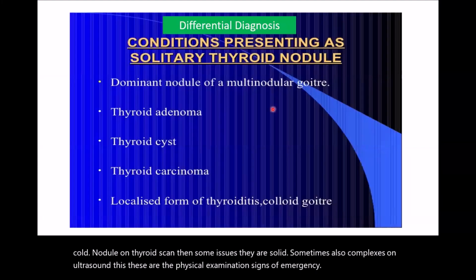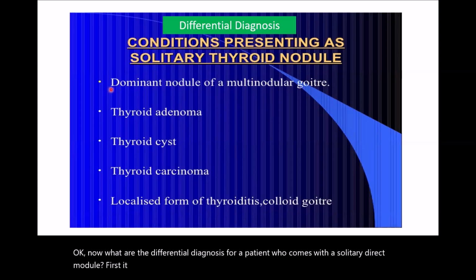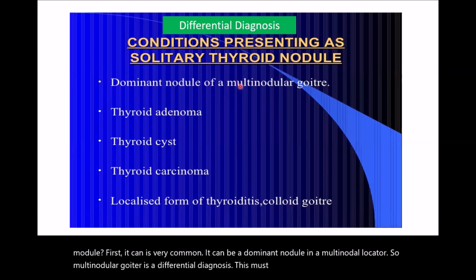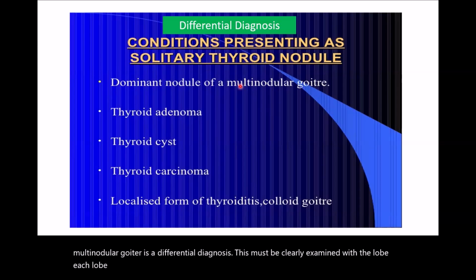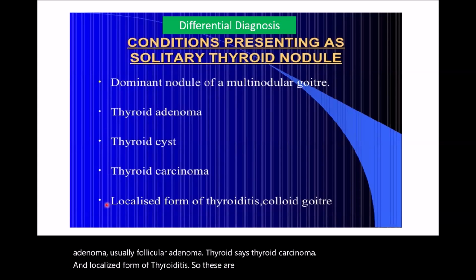Okay, now what are the differential diagnoses for a patient who comes with a solitary thyroid nodule? First, very commonly, it can be a dominant nodule in a multinodular goiter. So multinodular goiter is a differential diagnosis. This must be clearly examined, each lobe in detail, and this can determine other nodules in the thyroid. Thyroid adenoma, usually follicular adenoma, thyroid cyst, thyroid carcinoma, and a localized form of thyroiditis. So these are the differential diagnoses for a solitary nodule in the thyroid.